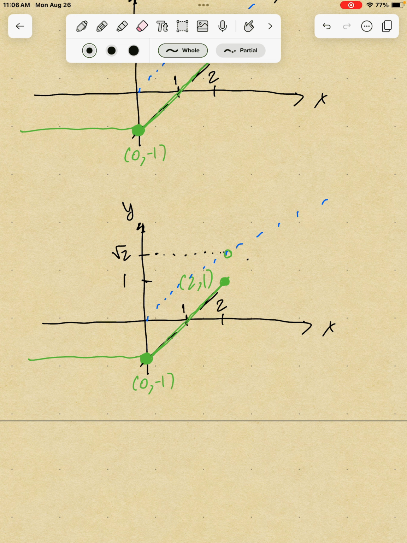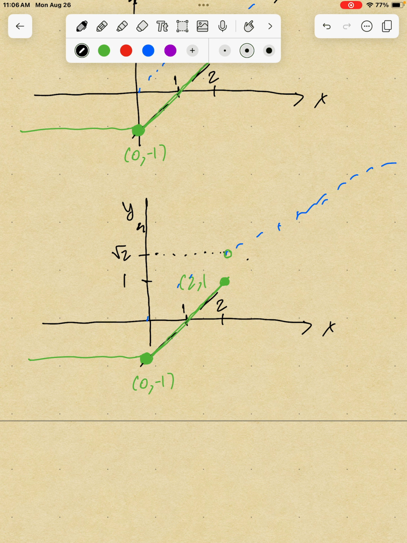Right, the square root of x goes out forever like this. But I only want the part when x is greater than 2. So my graph is going to look like this. It's going to go on forever. So that's what my graph of y equals f of x looks like. Okay.